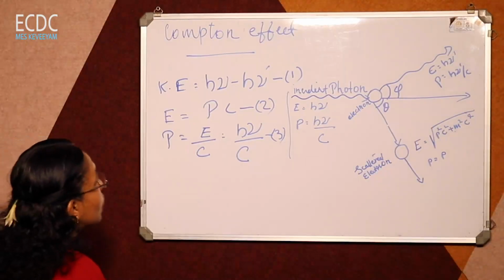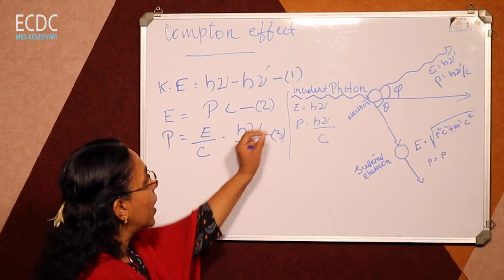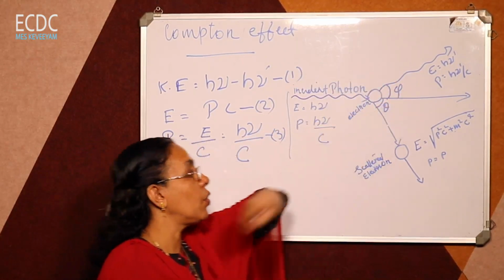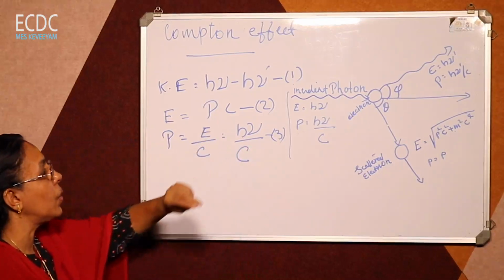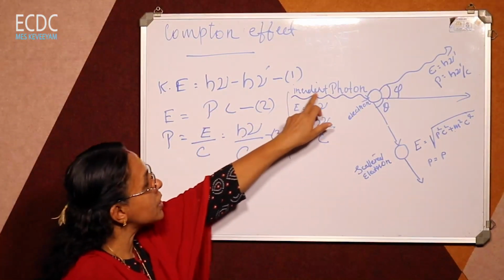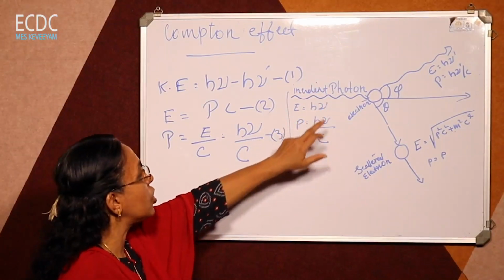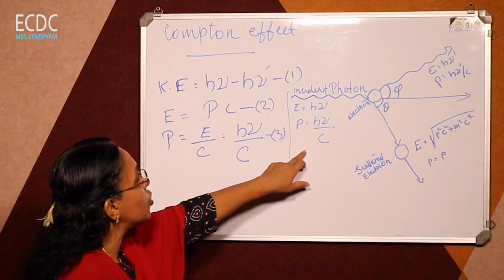So we can write what is the momenta of the photon and the electron before interaction, and what is the momenta of the electron and the photon after interaction, or after the collision. So here the photon is moving with a velocity, we can say that its energy is equal to h nu and momenta is equal to h nu by c.